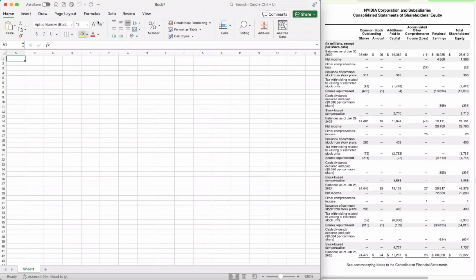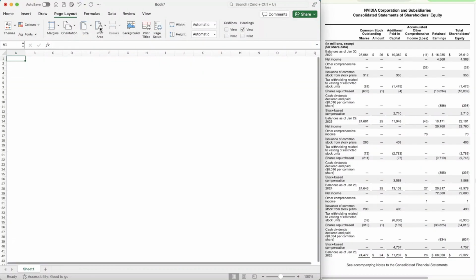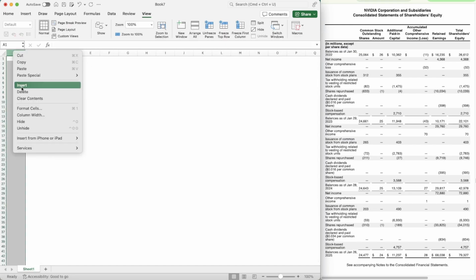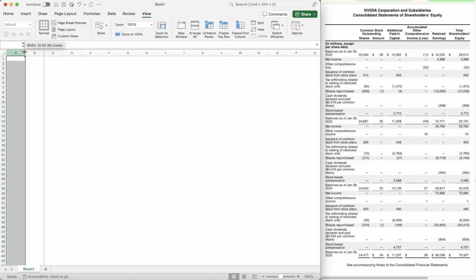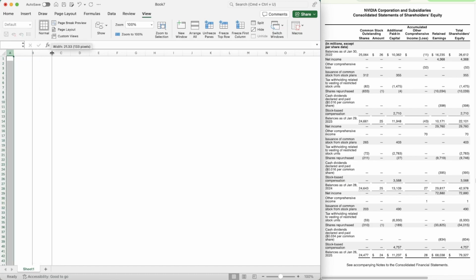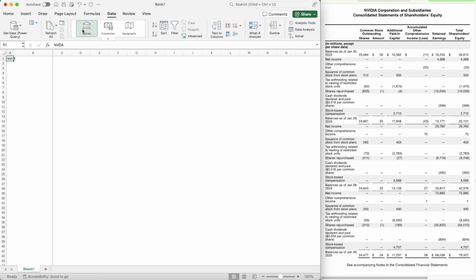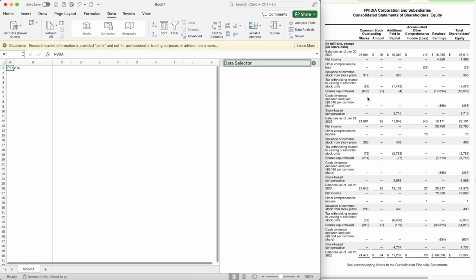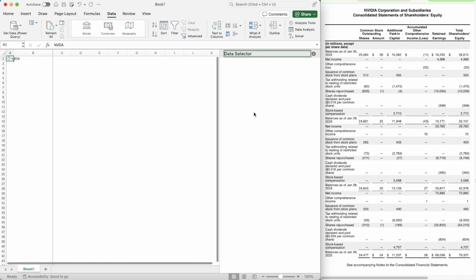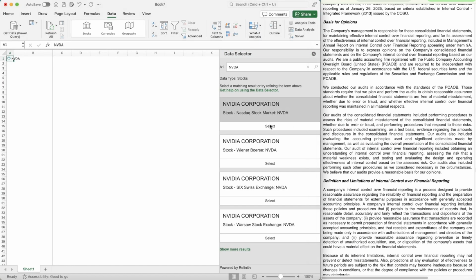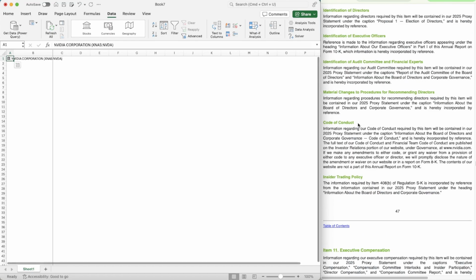The first thing we need to do is take off our grid lines: page layout, take off the grid lines. Freeze the first column, then insert another column before that, make the A smaller and the B larger, and type NVDA in cell A1. Then go Data, Stocks, and go for this one, the NASDAQ listed.